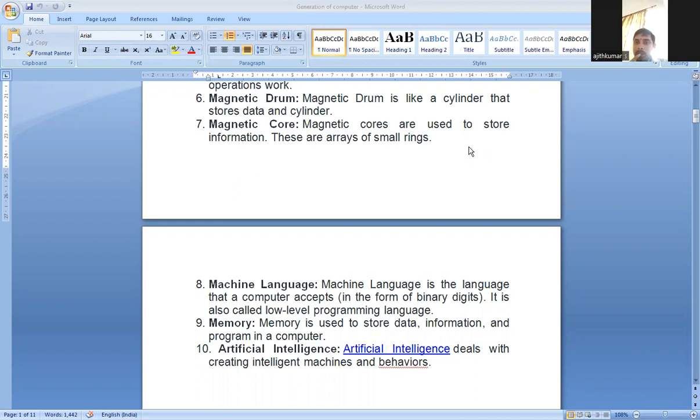Then next topic, magnetic core. It is used to store information. These are arrays of small rings. Then next, machine language. What is machine language? It is the language that a computer accepts in the form of binary digits. It is also called low level programming language. Then next, memory. It is used to store data, information, and programs in a computer. Then artificial intelligence. It deals with creating intelligent machines and behaviors.